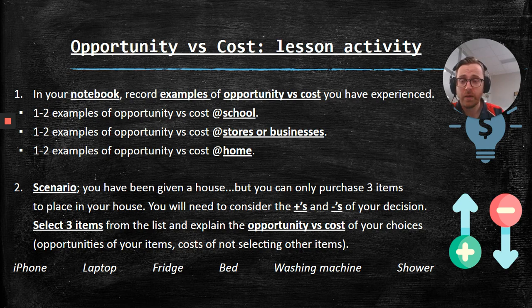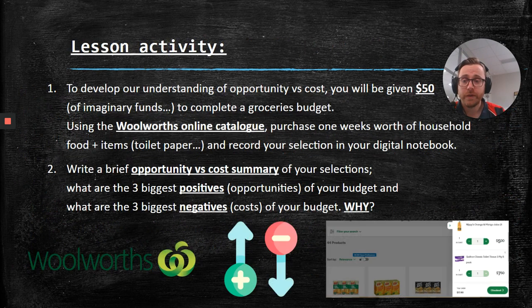If you have time, this one's just a fun little activity where you get to go onto the Woolworths online catalog. I've given you $50 of imaginary money, I should say quickly, before you run off to my dad and say, Mr. Tapley gave me $50. It's my year's budget. I can't give you that. Anyway, I've given you $50 of imaginary funds to complete a grocery budget.